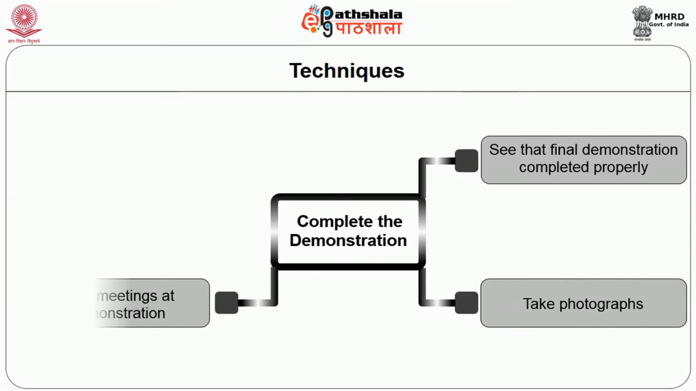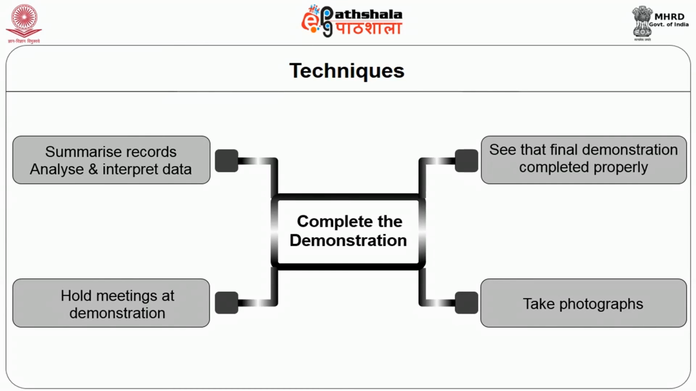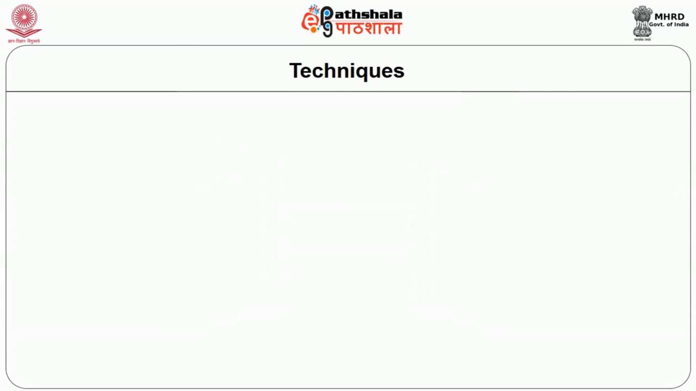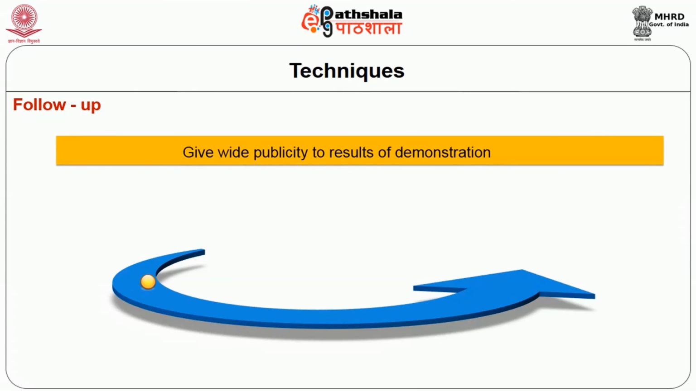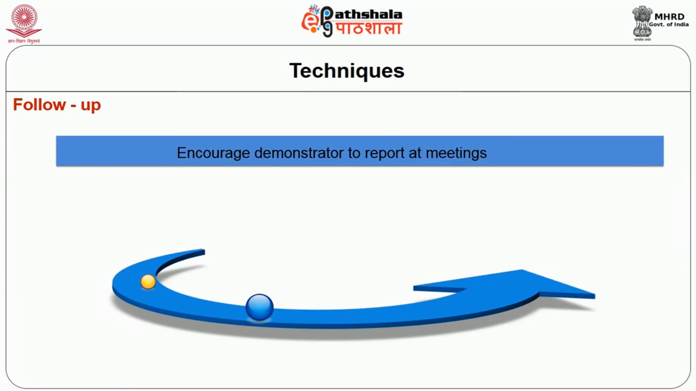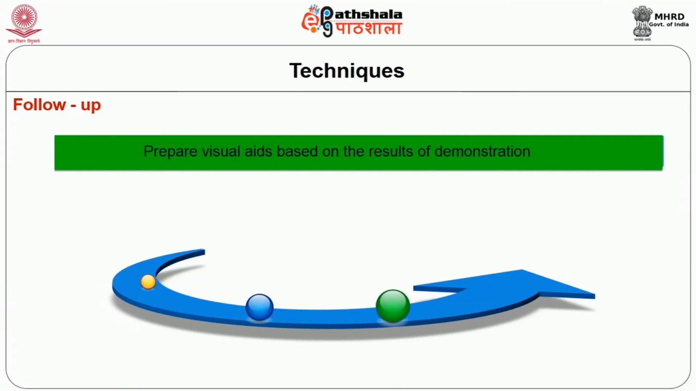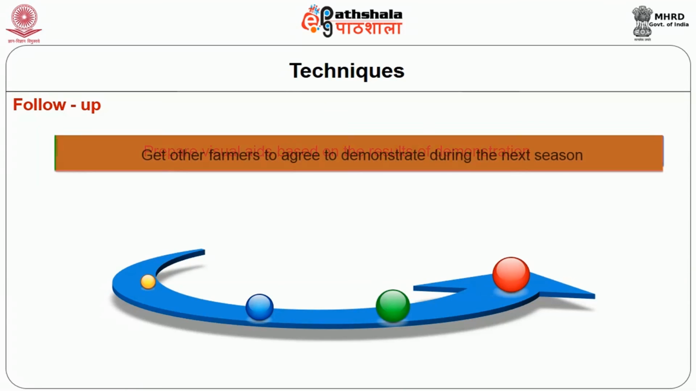Take photographs. Hold meetings at the demonstration. Show visible evidence which will contribute to confidence. Summarize records, analyze and interpret data. Follow up. Give wide publicity to the results of the demonstration. Encourage the demonstrator to report at meetings. Prepare visual aids based on the results of the demonstration. Get other farmers to agree to demonstrations during the next season.